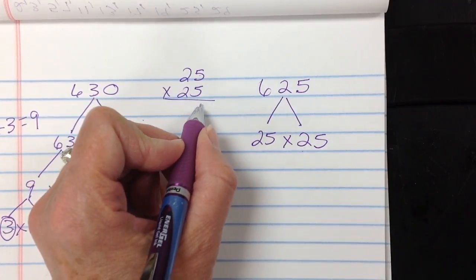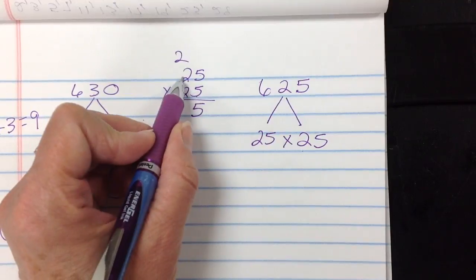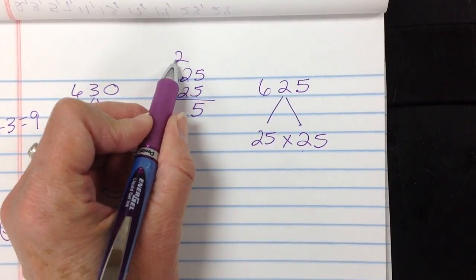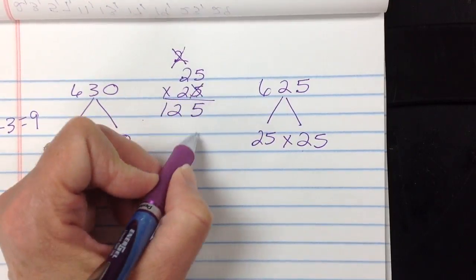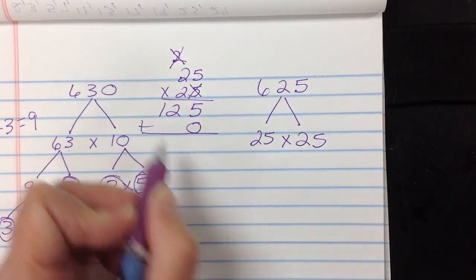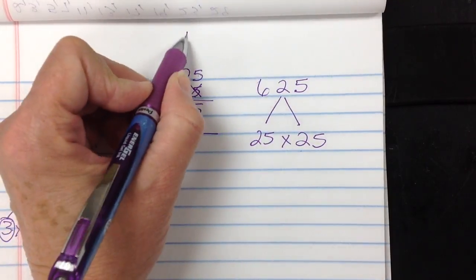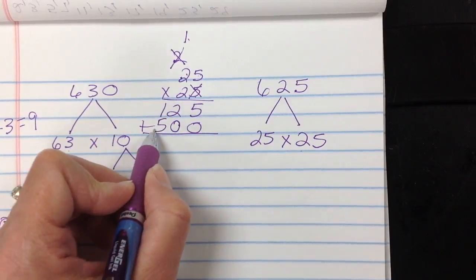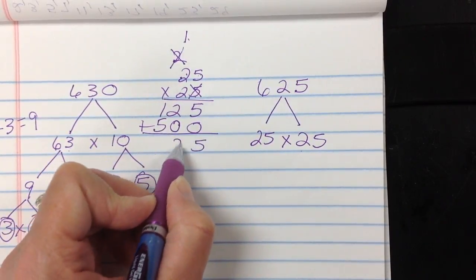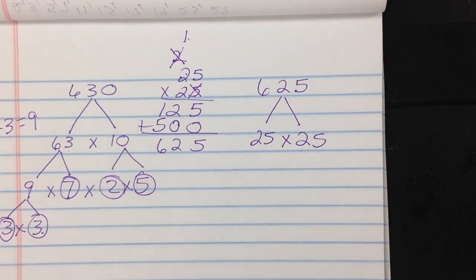5 times 5 is 25. Put down your 5. Carry your 2. 5 times 2 is 10. Plus 2 is 12. Kiss, kiss, hug, goodbye. 2 times 5 is 10. Put down my 0. Carry my 1. 2 times 2 is 4. Plus 1 is 5. I add it together. Sure enough, it is 625. So 25 times 25 is 625.